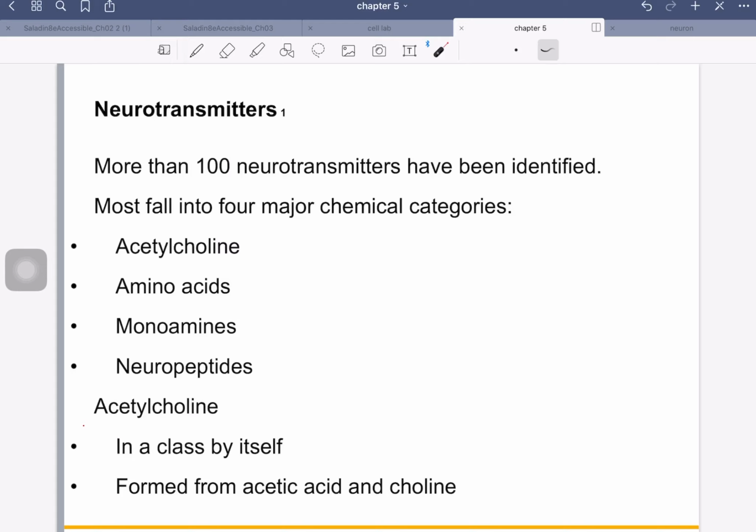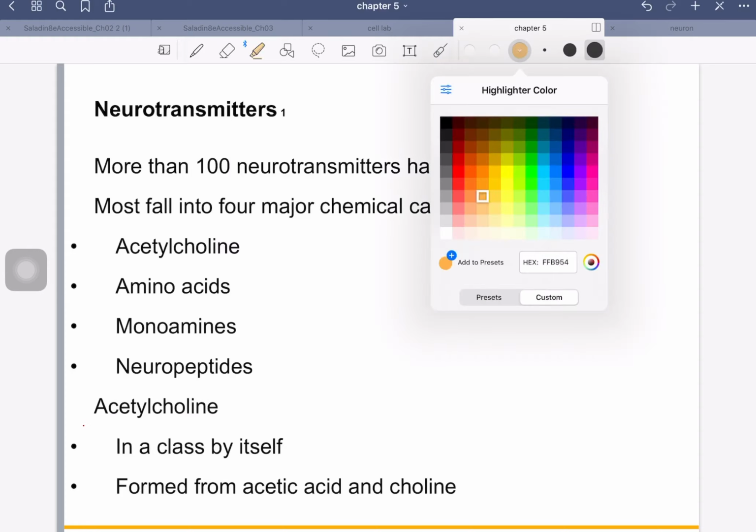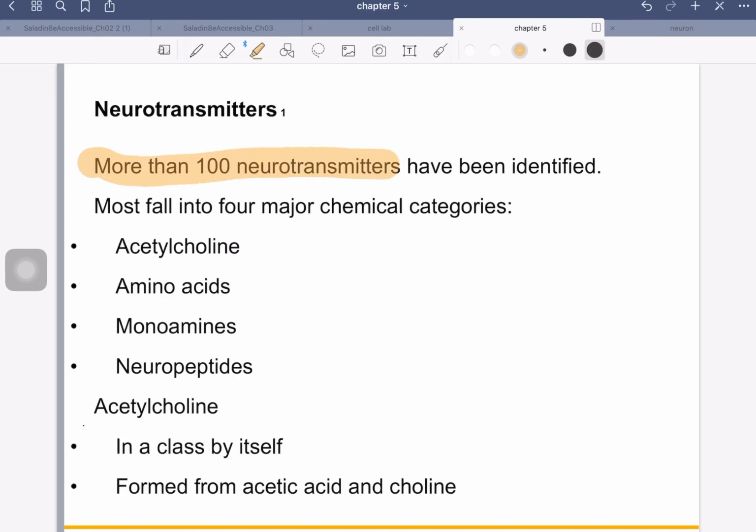Now let's have a look at the classes and the categories. There are quite a few known neurotransmitters, and we certainly don't know them all, but more than 100 neurotransmitters have been identified to date. But we can break them into a few major groups. And the four groups that we are looking at are the acetylcholine-based ones, and it's actually a small group. We're going to see it only has one member in that group. The ones that are based on amino acids. They are amino acids. We have the monoamine group, and we have the neuropeptide ones.